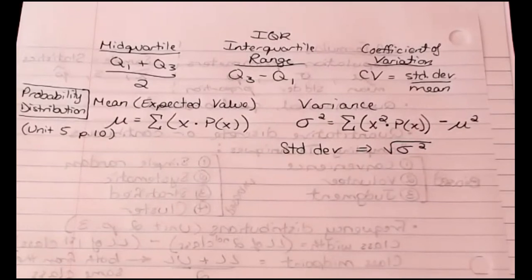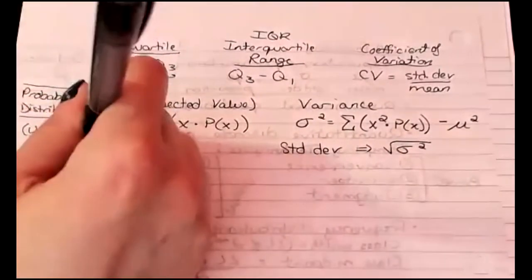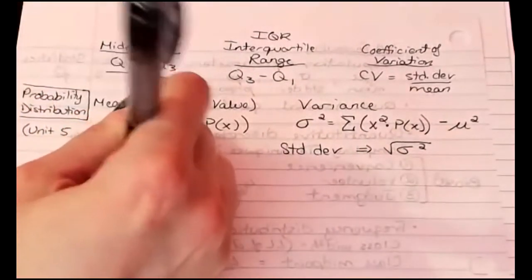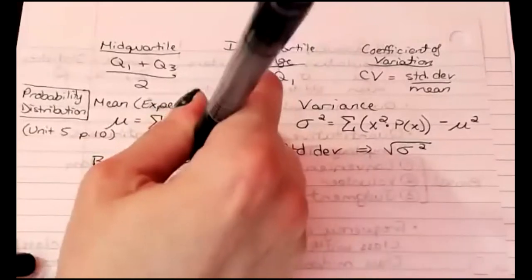Next, we have binomial distributions, which means we need a formula. So, binomial probability function.